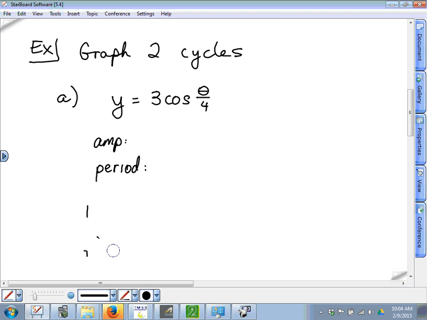Okay. What's the amplitude? Ooh, here's a tricky question. What's the period? That's the number in front of theta. That's 1/4.